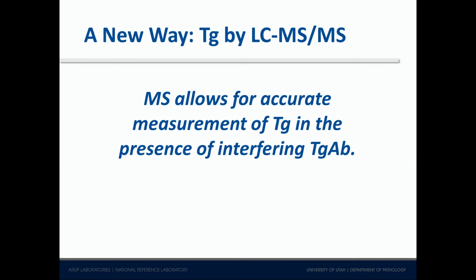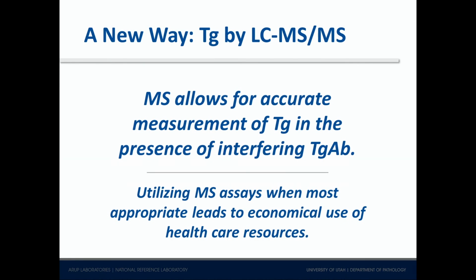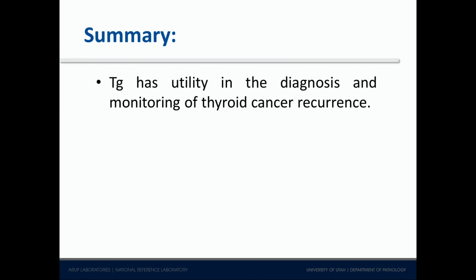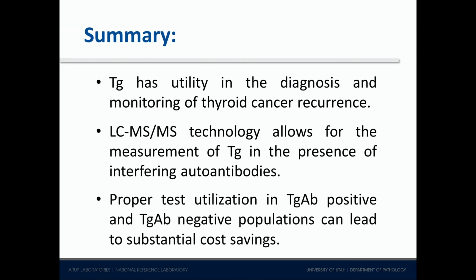So we've shown that mass spectrometry allows for an accurate measurement of thyroglobulin in the presence of these interfering thyroglobulin autoantibodies, and that utilizing mass spec assays when they're most appropriate leads to the best and most economical use of healthcare resources. So in summary, we've talked about the fact that thyroglobulin has utility in the diagnosis and monitoring of thyroid cancer recurrence. LC tandem mass spec technology allows for the measurement of thyroglobulin in the presence of these autoantibodies that have been known to interfere with immunoassays. And proper test utilization in both thyroglobulin antibody positive and negative populations can help us lead to substantial cost savings.